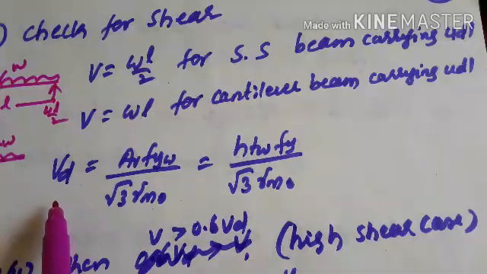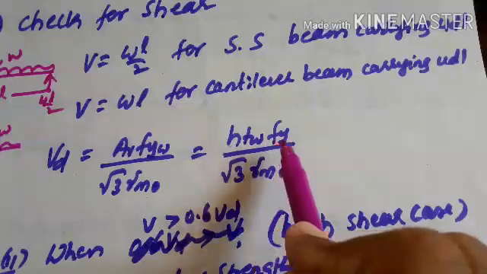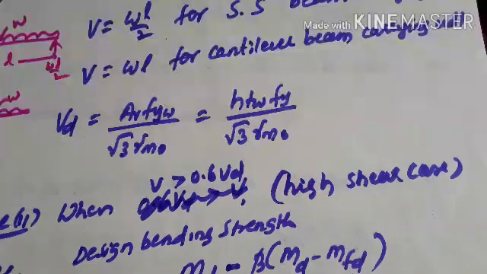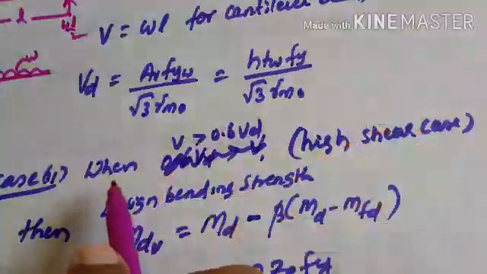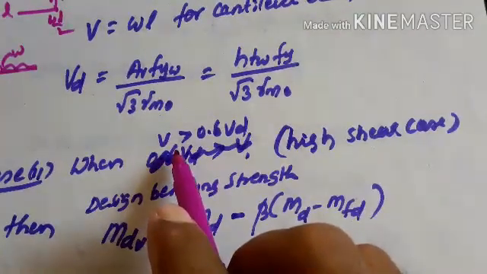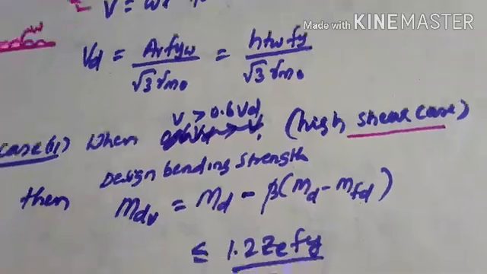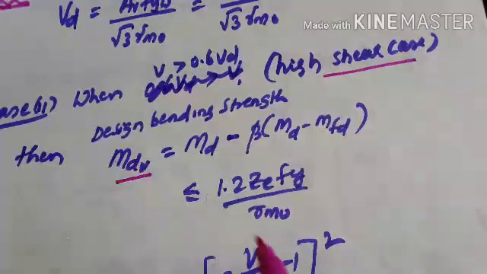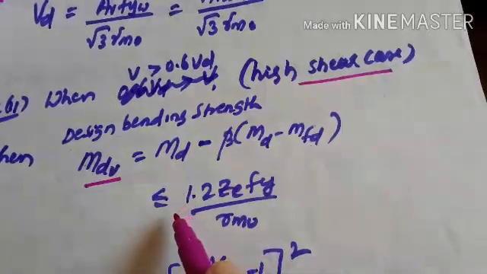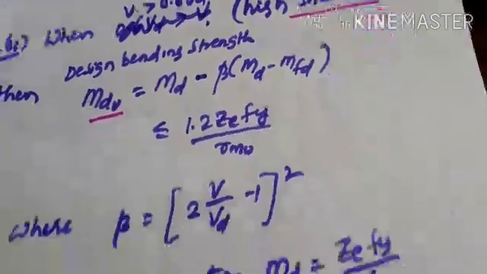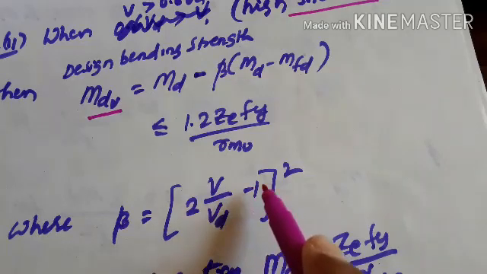Then you have to calculate the design shear strength. This is the formula you have to use, where Av is the shear area, that is h into tw, into fy divided by root 3 gamma m0. After that you have to consider one more case, when the factored shear force is greater than 60% of Vd, which represents the high shear case. The design bending strength can be calculated by Md minus beta into bracket, that is Md minus Mfd, which should be less than or equal to 1.2 ZE into fy by gamma m0, where beta is calculated as bracket 2 times V by Vd minus 1, whole square.